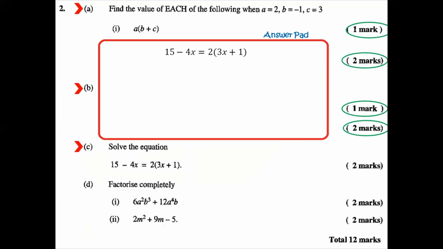So 2 times 3x, as we have it there, will give us 6x. And 2 times 1 is 2. So we have expanded this bracket. And our next aim is to put the variables together, right? We could group them on the left side or on the right.